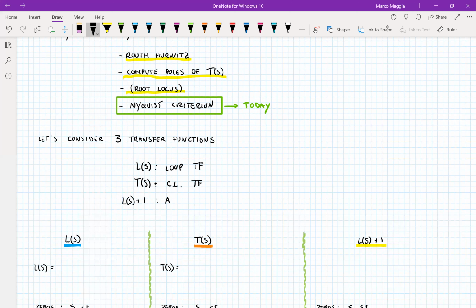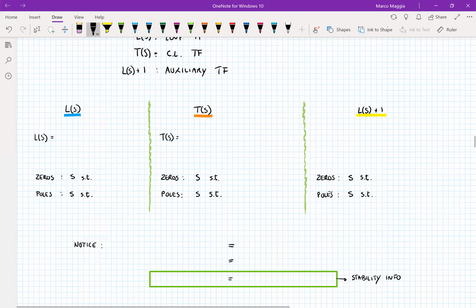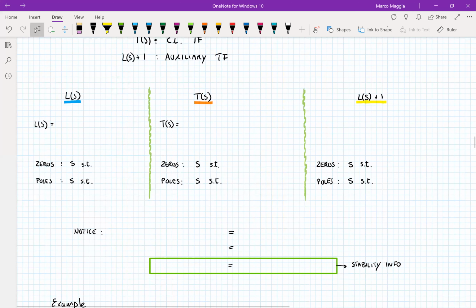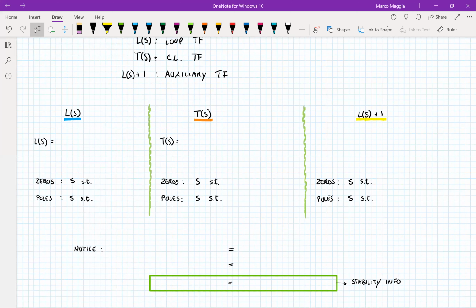We're gonna call it just the auxiliary transfer function. I believe your textbook calls it F of S, but we'll just leave it L of S plus one because that is what it is in the end. I don't want to introduce more notation. All right, so let's just take a look at these three transfer functions.